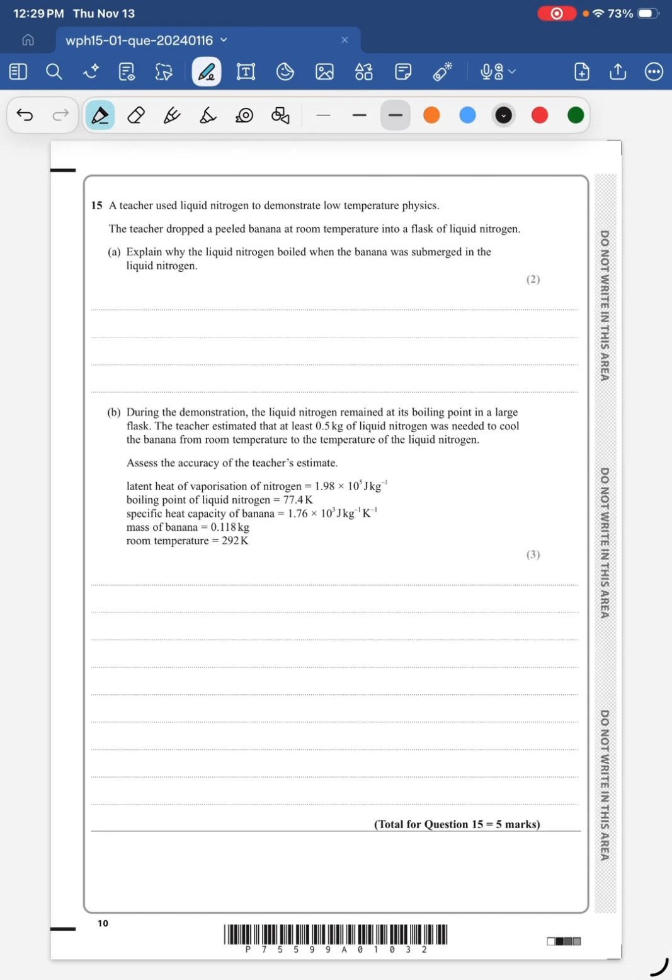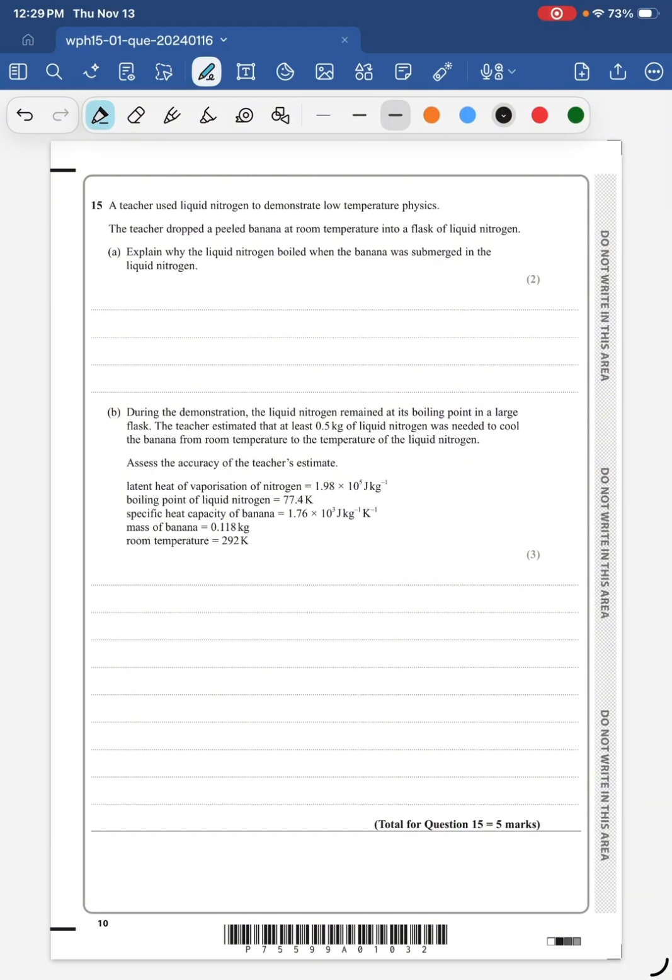A teacher used liquid nitrogen to demonstrate low temperature physics. The teacher dropped a peeled banana at room temperature into a flask of liquid nitrogen. Explain why the liquid nitrogen boiled when the banana was submerged in the liquid nitrogen.